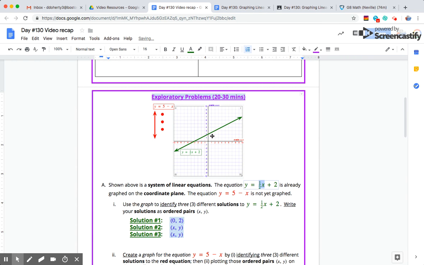But the way I found that is, since we already have the graph, just grab a point on the graph. Any other point on the graph, right here, 2 for x and 3 for y could be another solution. 2 for x, 1/2 of 2 is 1, 1 plus 2 makes 3 for y. We could even take a point way out here. When x is at -8 on this green line, y is at -2. So if we wanted to get challenging, when x is -8, y is -2.